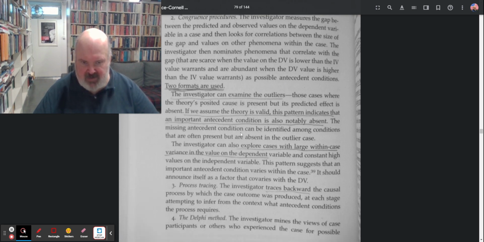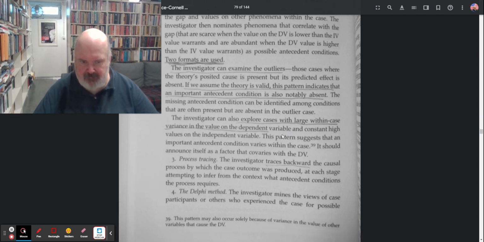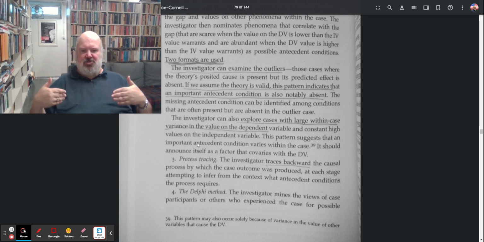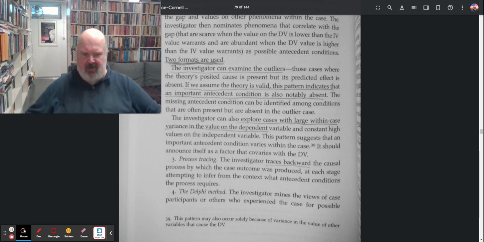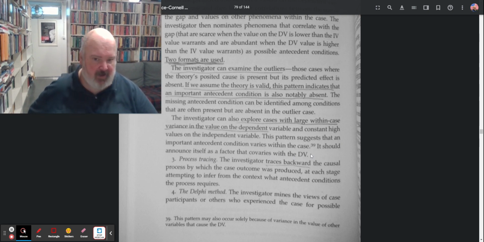And we say outliers, and then yeah, this is outliers cross case, and the investigator can also explore cases with large within case variance. So that's type 2, right? Type 2 approach style, right? And he says that this should announce itself as the factor that covaries with the dependent variable, right? Now this leads us to the third. That's the second thing, congruence procedures, where there's two types, two formats, right?